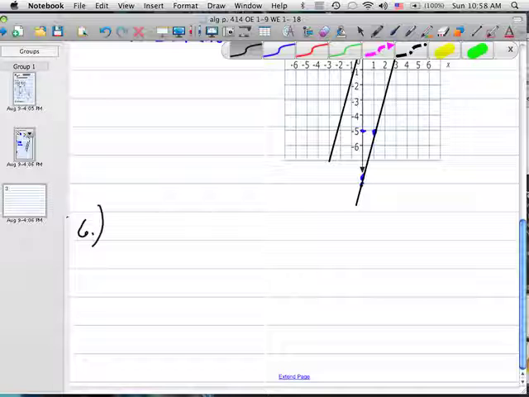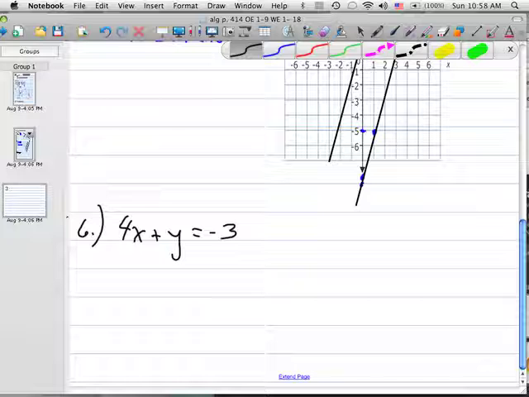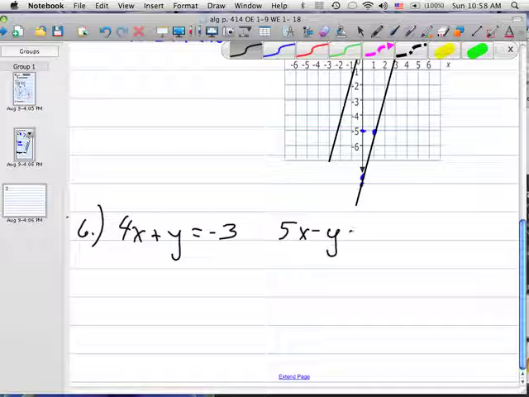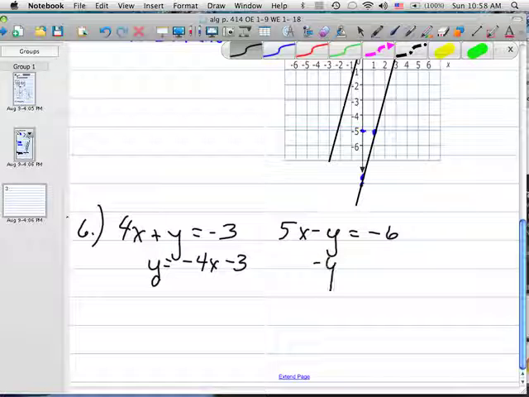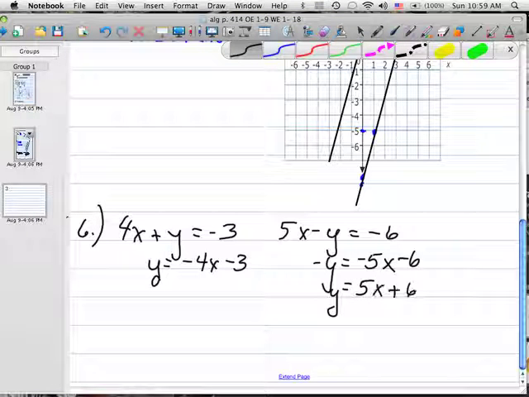We have 4x plus y equals -3, and we have 5x minus y equals -6. So we've got to get these in slope-intercept form. We'll subtract 4x from both sides. We get y equals -4x minus 3. Subtract 5x from both sides. We get -5x minus 6. I still have the negative sign, so multiply by -1. I get y equals 5x plus 6.